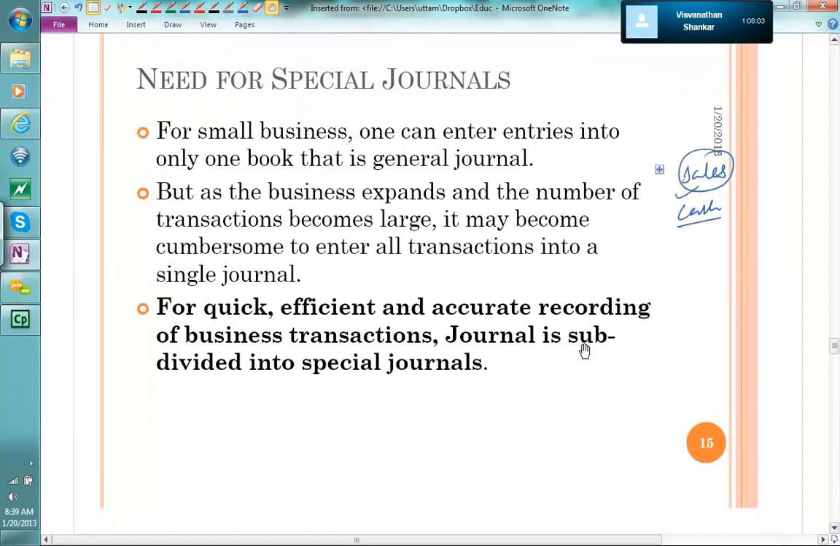So for that purpose, you have special books, special journals, and they are called day books. Generally, whenever there is a sale on credit, you will have a day book. Similarly, if you have returns, there are a number of transactions.